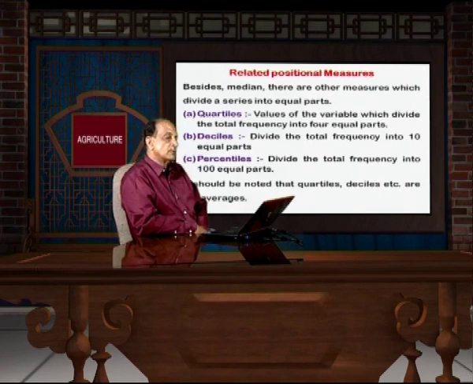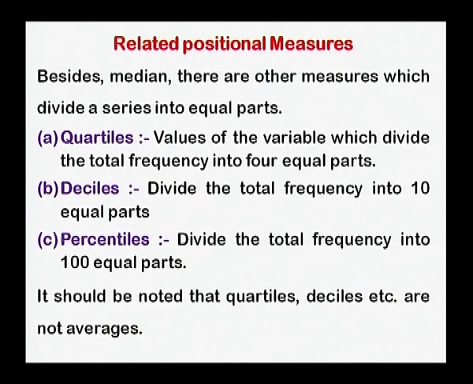Now, we discuss some related positional measures in respect of the median. Besides the median, there are other measures which divide a series into equal parts. Quartiles divide the values of the variable into 4 equal parts, deciles divide the total frequency into 10 equal parts, and percentiles divide the total frequency into 100 equal parts. Now, it should be noted that quartiles, deciles, etc. are not averages, but they are used so as to divide the series into 4 equal parts, 10 equal parts and 100 equal parts.